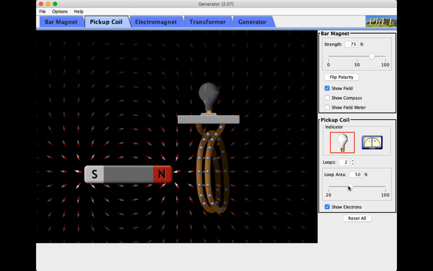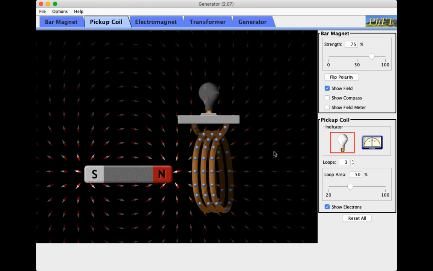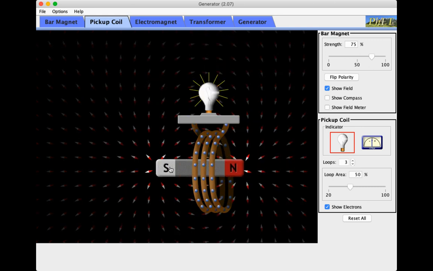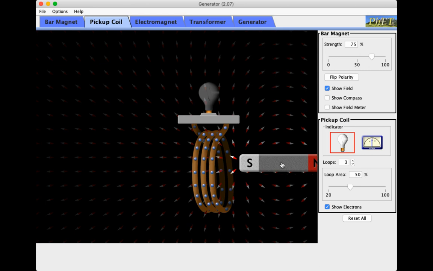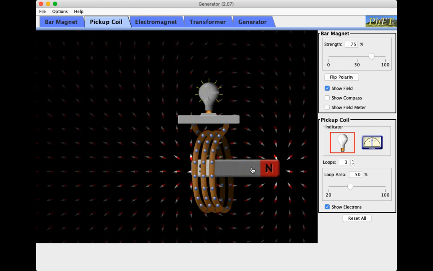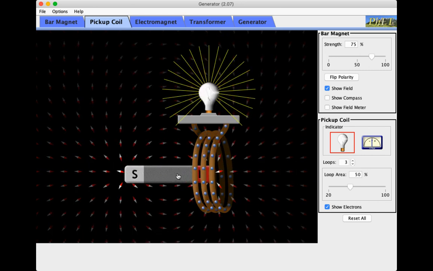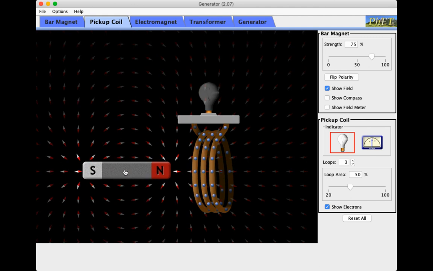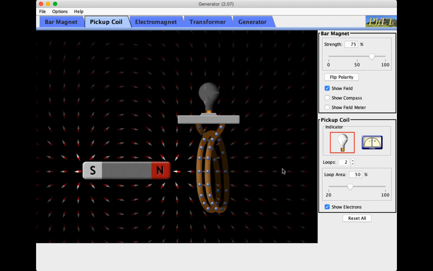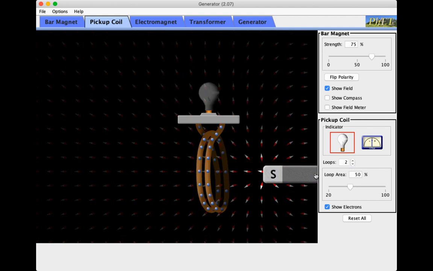Now, if we go down here, we can add loops. So I've added an additional loop to the coils of wire. Let's see if that has any impact on the light bulb. I'm doing the same kind of motion with the magnet, and I want you to notice if there's any difference in the light bulb. So I'm going to go back down to 2 loops.